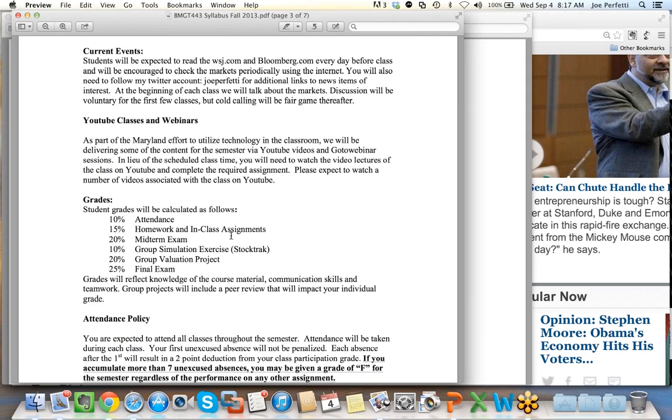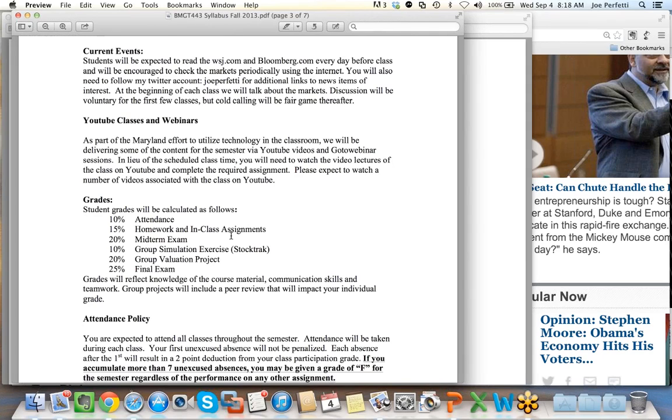So it's based purely on relative performance. The group valuation project, as I said, is I will pick an industry. We will have companies within that industry. You'll then choose a company that's publicly traded, and you'll do a kind of semester-long project on that company. You'll turn in an approximately 12-page analysis plus the valuation model, which you'll have to print out, another 20 or so pages once we get it done, and you'll make a 20-minute PowerPoint presentation.